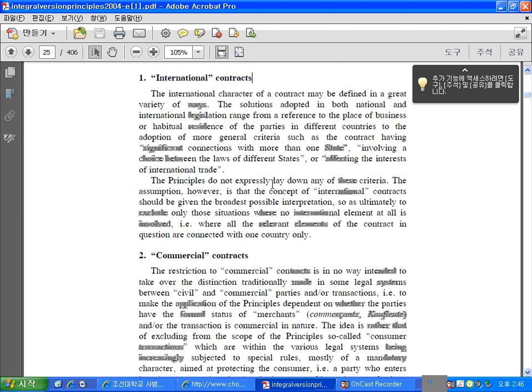So the international character of a contract may be defined in a great variety of ways. The solutions adopted in both national and international legislation range from a reference to the place of business or habitual residence of parties in different countries to the adoption of more general criteria, such as a contract having significant connections with more than one state, involving a choice between the laws of different states, or affecting the interests of international trade.